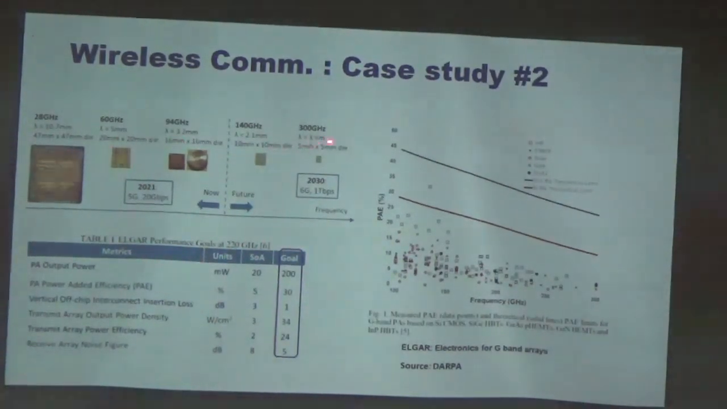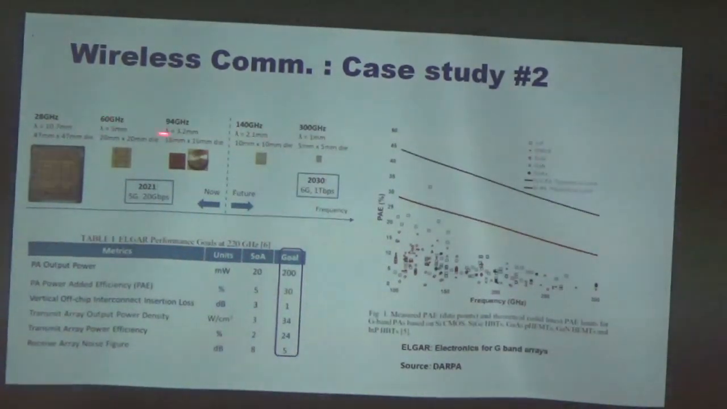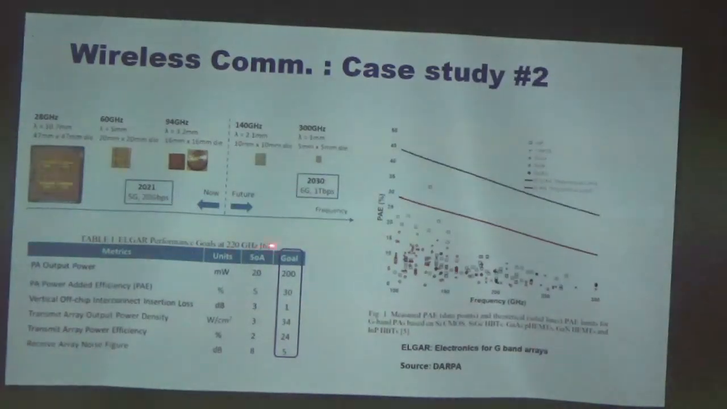As we go towards higher frequency, the wavelength lambda, as we know, gets reduced, and you can achieve higher frequency with lower dimensions. This is how the designs are shrinking as we move to higher frequency. But the major key challenge is the PA performance. This is what we want to achieve at 220 GHz. These are the desired goals, and this is where we are right now.